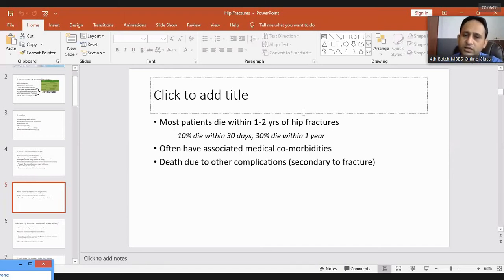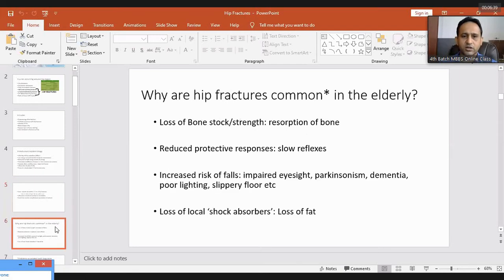So it's important that you treat any hip fracture as an urgent fracture in order to mobilize them and get them back to their normal lives. As I said earlier, these people often have associated comorbidities such as diabetes, hypertension, COPD, or other comorbidities. Most of them may be taking blood thinners or aspirin or other medications. So they make the bed-bound condition more complicated. As I said earlier, death is actually due to other complications rather than the fracture directly.